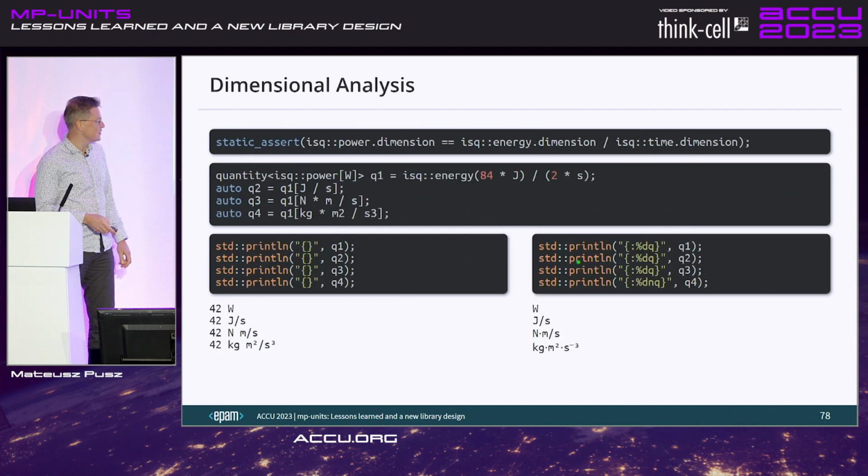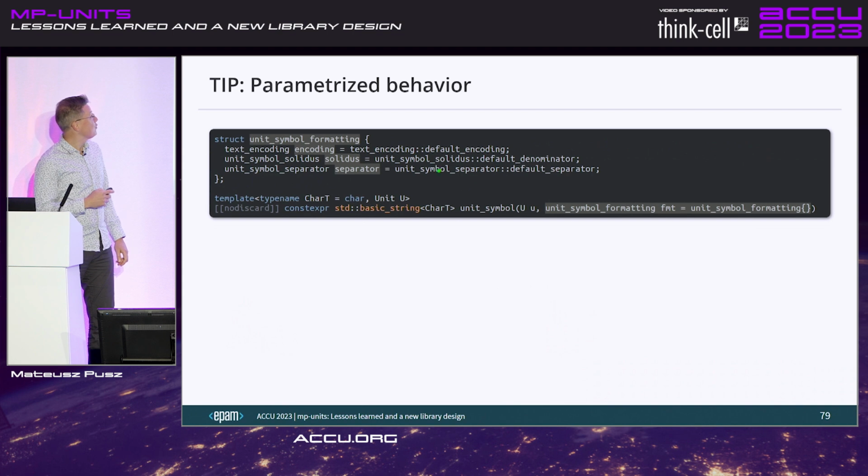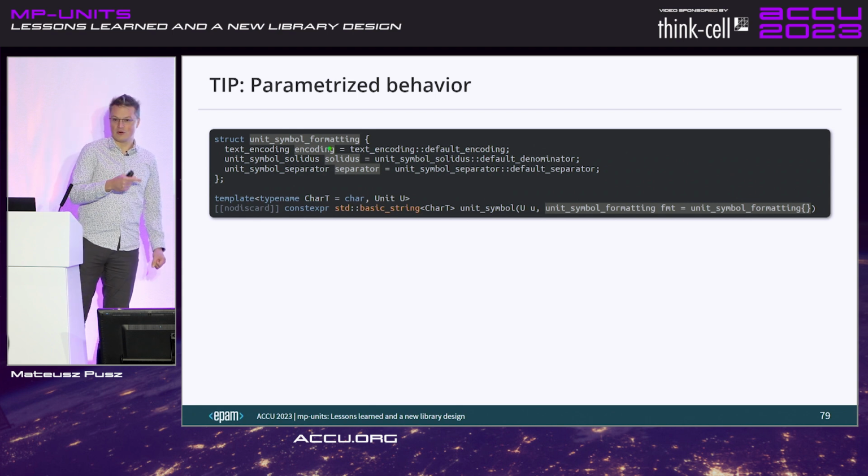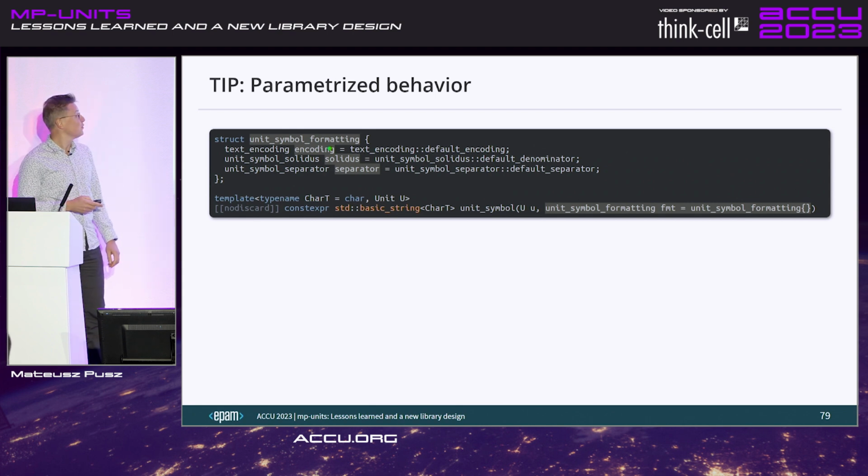Because I have plenty of things that I can configure here. I have 3 orthogonal things: encoding, solidus, separator. Encoding can be Unicode, ASCII, or default. And Unicode is default, right? Solidus can be written in 3 different cases. Separator can also be either dot or space, right?